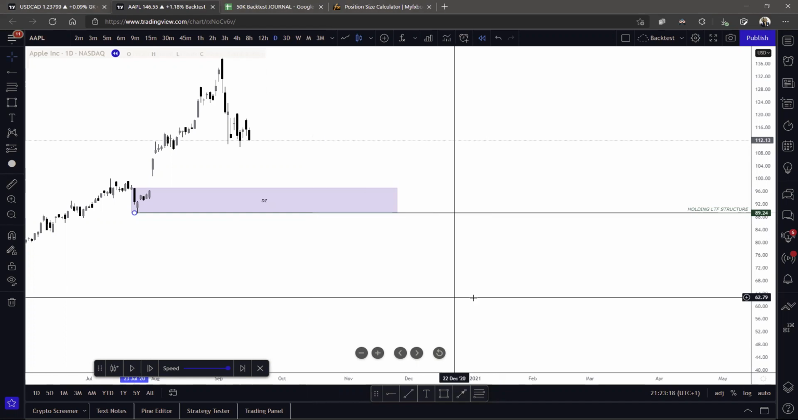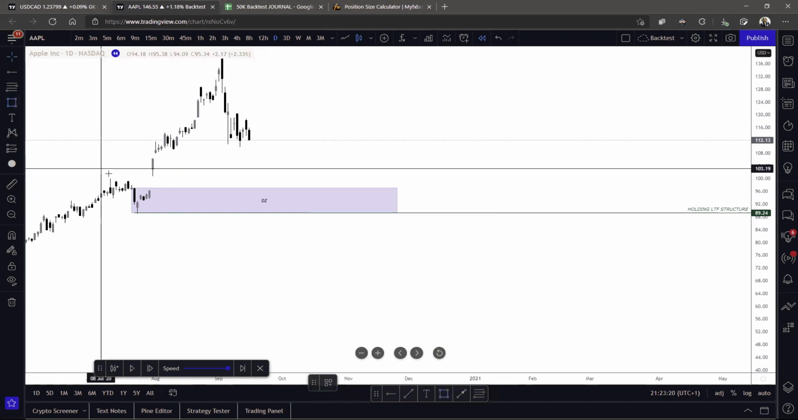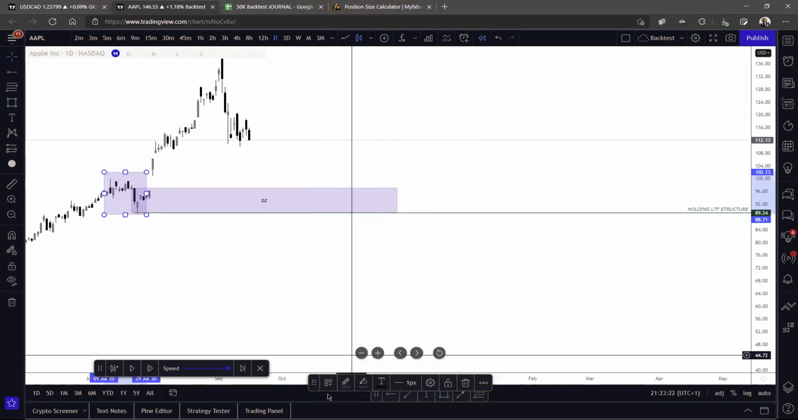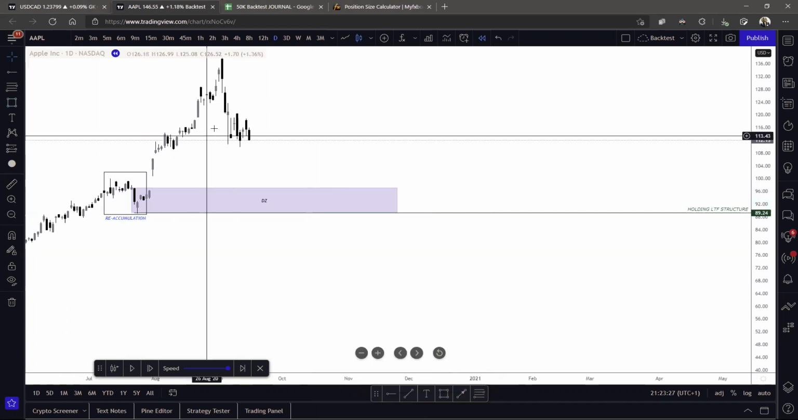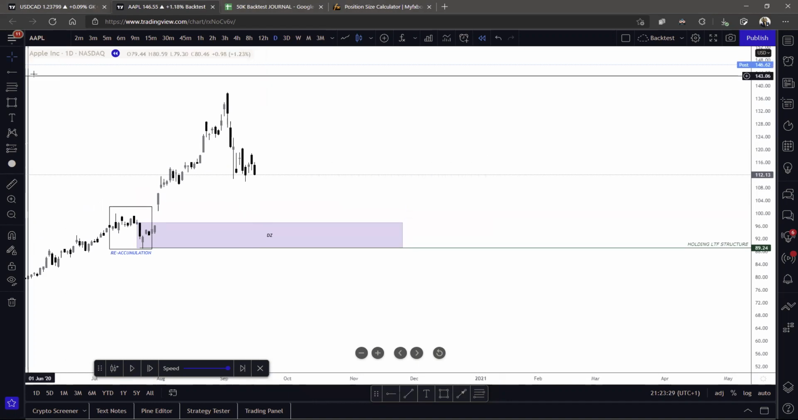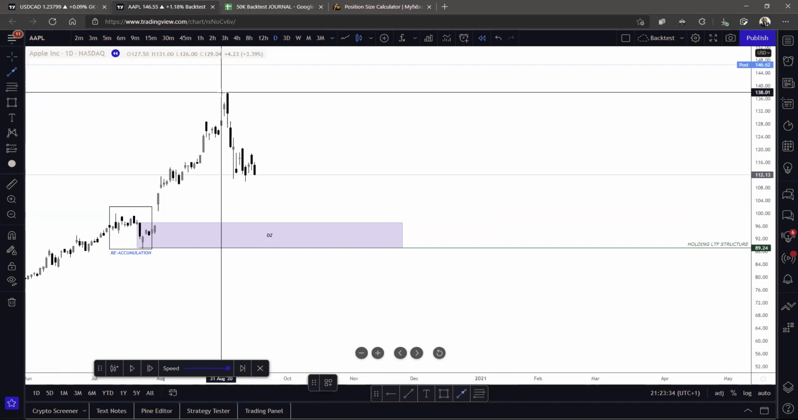Holding lower time frame, and then we know this is a demand zone because we can see that price reaccumulated itself there, and that reaccumulation caused a new high. So what we'll need to do, that's what we need to wait.